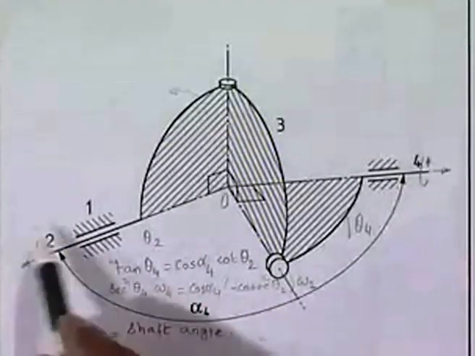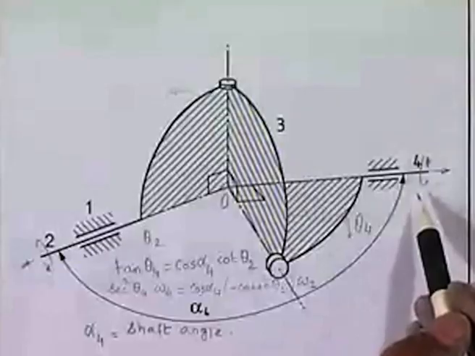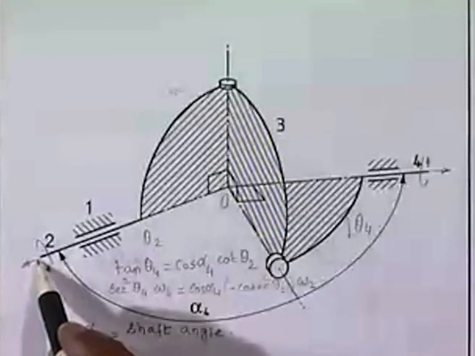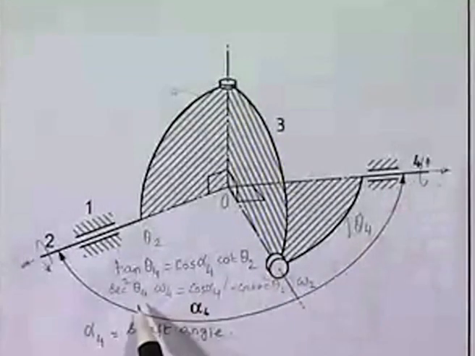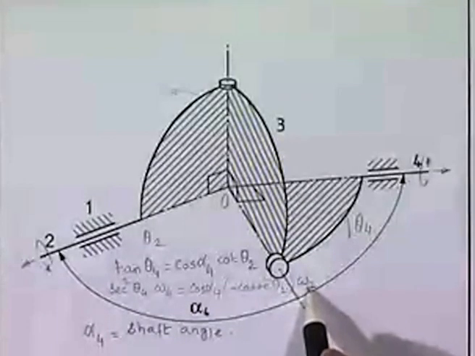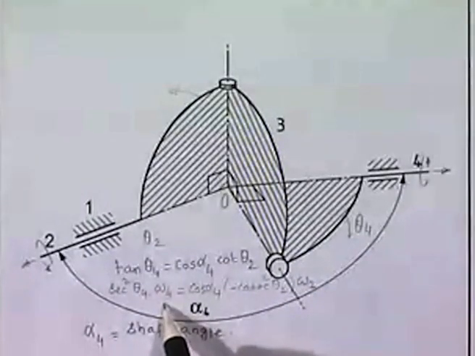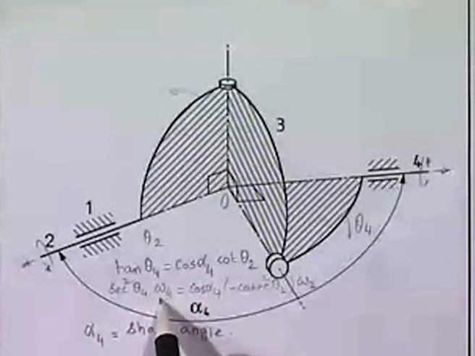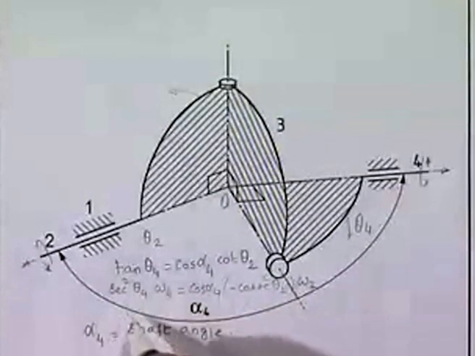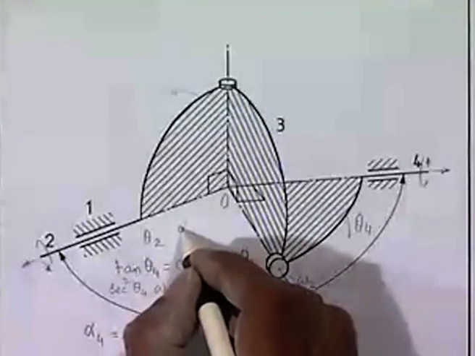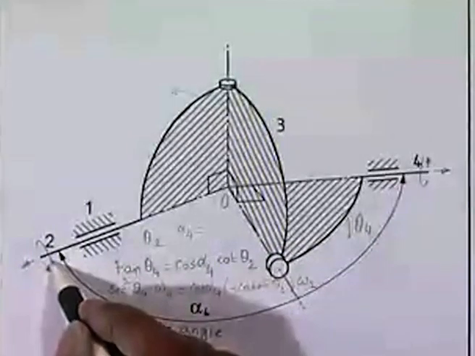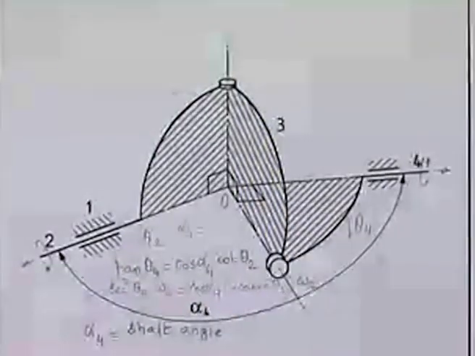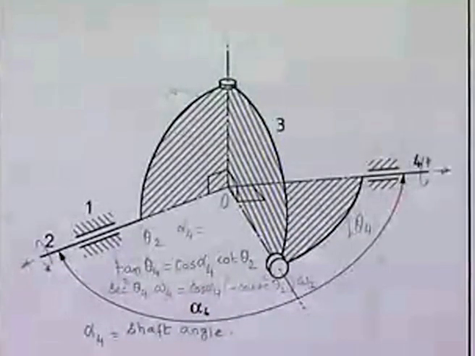So if omega 2 is constant, omega 4 will keep on varying. Even if the input rotates at constant angular velocity, the output will not rotate at constant angular velocity. We can differentiate it once more, assuming omega 2 to be constant, and we can find what omega 4 dot will be. We get the angular acceleration alpha 4 even when alpha 2 is 0. So it does not transmit a constant angular velocity ratio. It also does not transmit a uniform angular velocity ratio.